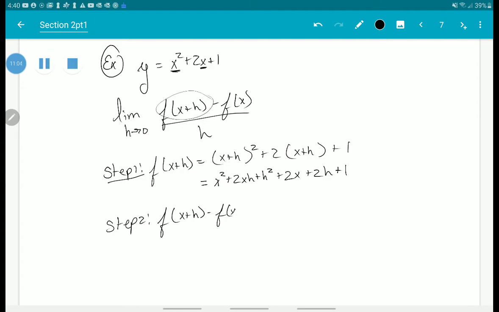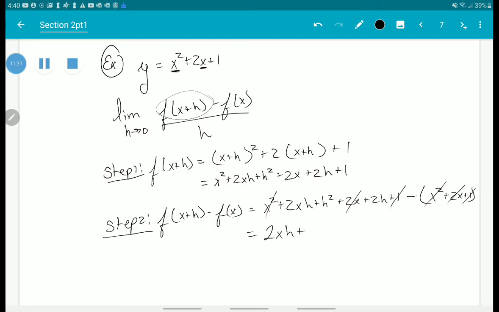Step 2, oops, I forgot to put the 1 there, is to find the numerator, f of x plus h minus f of x. Okay, so that takes what we just found and subtracts the original function, x squared plus 2x plus 1. So notice if we were to distribute that negative, the x squareds and the 2x's and the 1's are going to cancel. So we're left with 2xh plus h squared plus 2h.